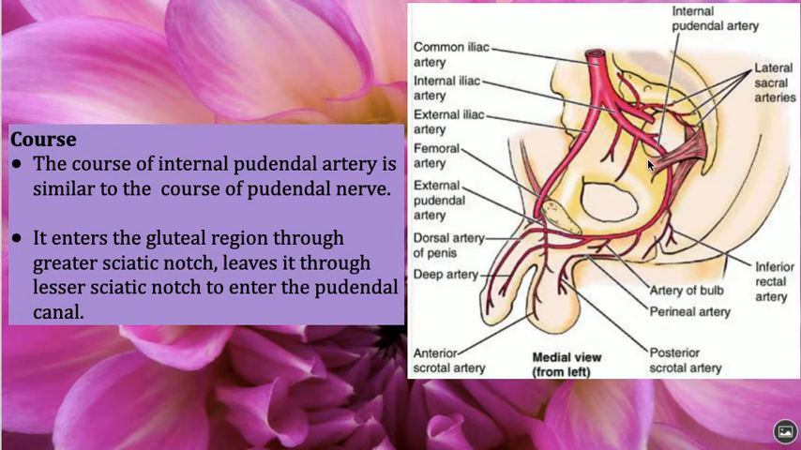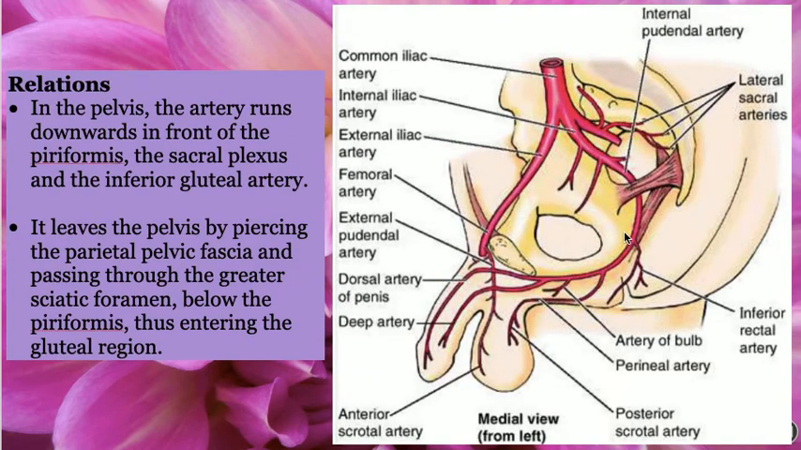Now, the course of the internal pudendal artery is somewhat like the pudendal nerve. It enters the gluteal region through the greater sciatic foramen, leaves it through the lesser sciatic foramen to enter the pudendal canal over here. Relations in the pelvis: running forward in front of the piriformis, the sacral plexus, and the inferior gluteal artery, it leaves the pelvis by piercing the parietal pelvic fascia and passing through the greater sciatic foramen below the piriformis, thus entering the gluteal region.